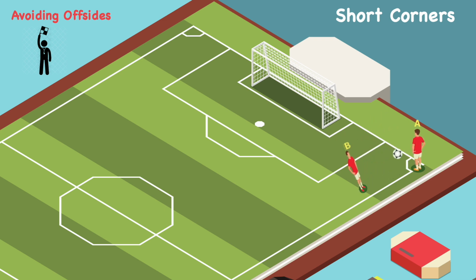However, if players stand as demonstrated here, they might risk being caught offside. Here's why. Once player A passes the ball to player B, player A technically stands in an offside position if he will receive the ball again.